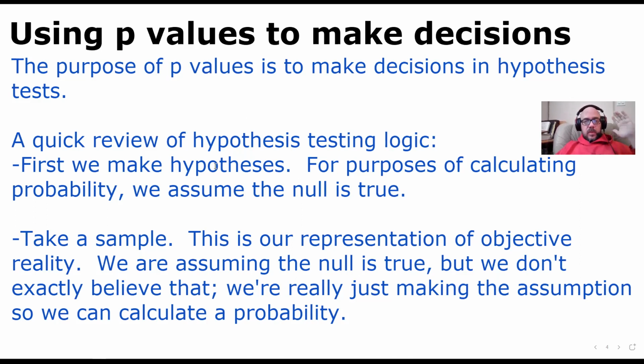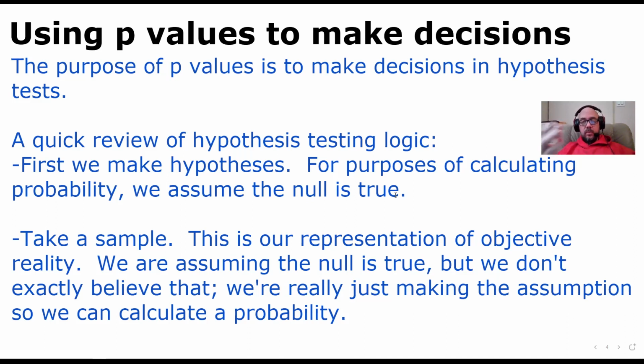So here's how we do a hypothesis test. First, we make hypotheses. We make null and alternative hypotheses. It's always the first step. For purposes of calculating the probabilities, we assume that the null hypothesis is true. That's necessary for calculating our probabilities. It's how we remember that that's part of the definition of p-value. We start with the assumption that the null hypothesis is true.